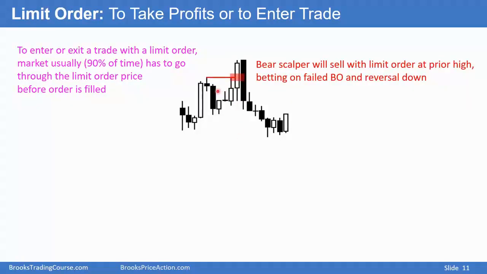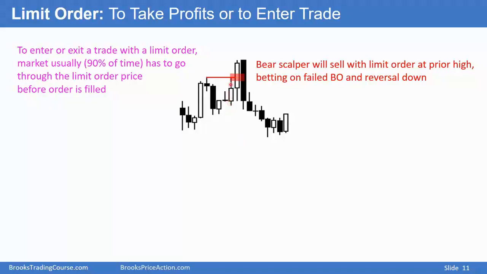A bear scalper will look at this chart and see a probable trading range. He'll place a limit order at that high to go short. And as soon as the market goes above his order, he'll get filled, betting that the bull breakout will fail and reverse down. A limit order is basically the opposite of a stop order.